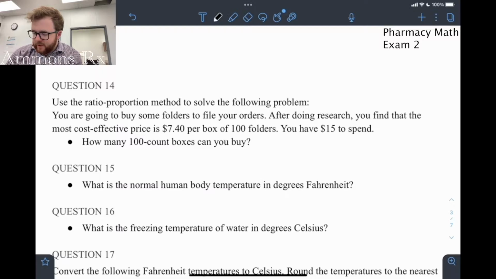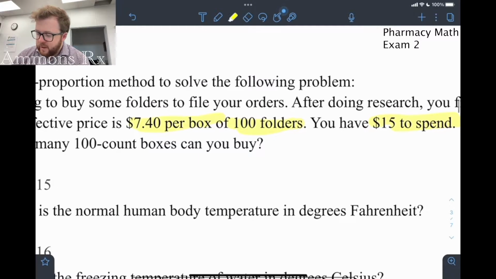After doing some research, you find the most cost-effective price is $7.40 per box of 100. You have $15 to spend. How many 100 count boxes can you buy? So this basically is related to that one problem we did over the Sudafed. If we find a quantity of folders we can buy, we can't buy a partial number, and we also can't round up. So make sure you remember on this one you have to round down.